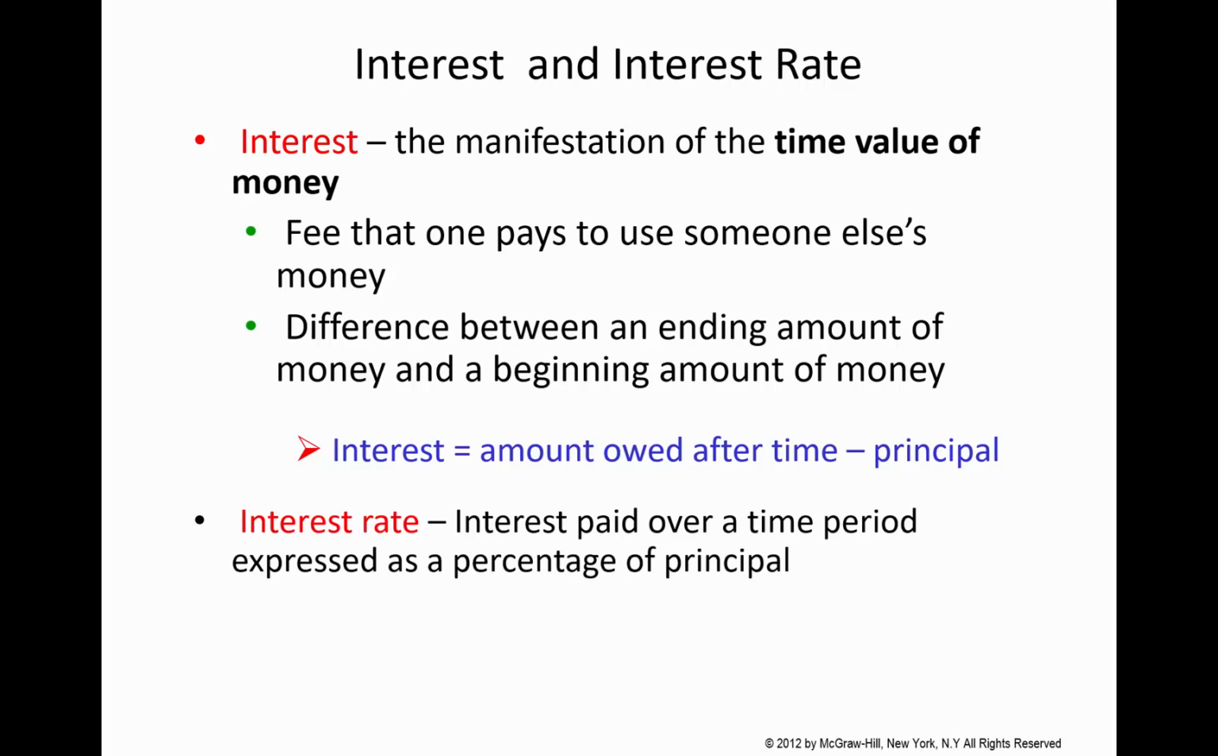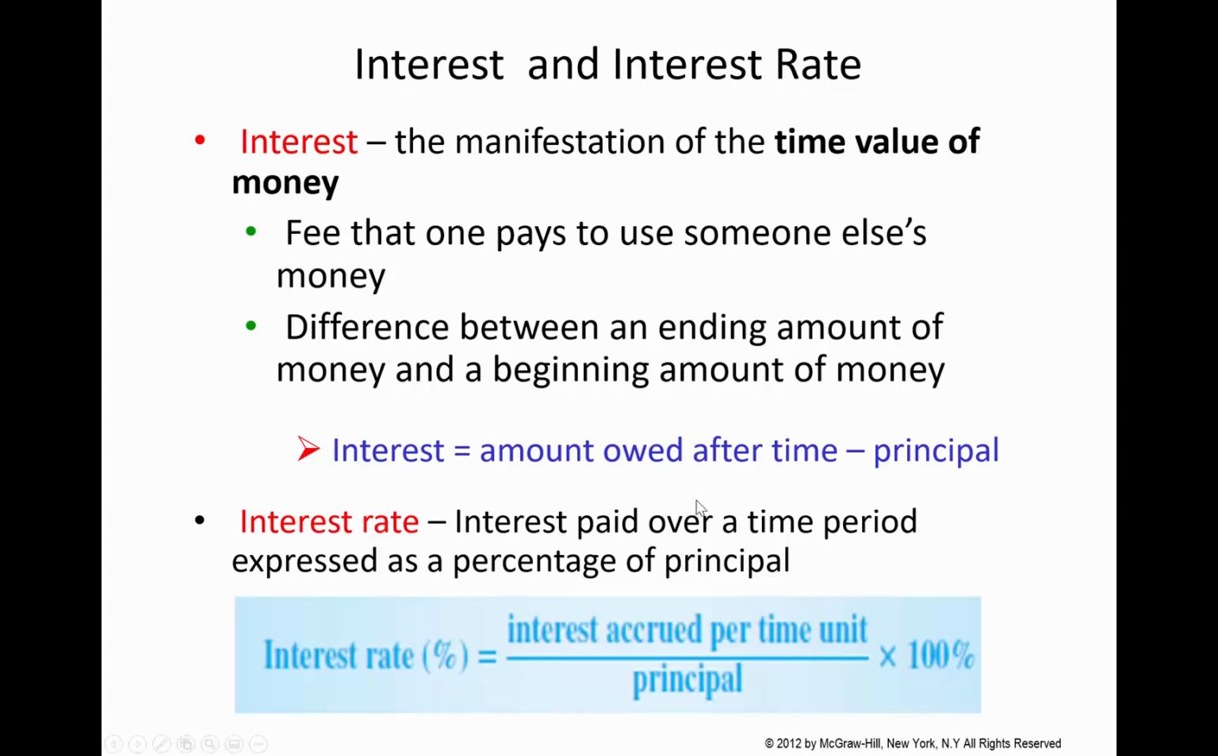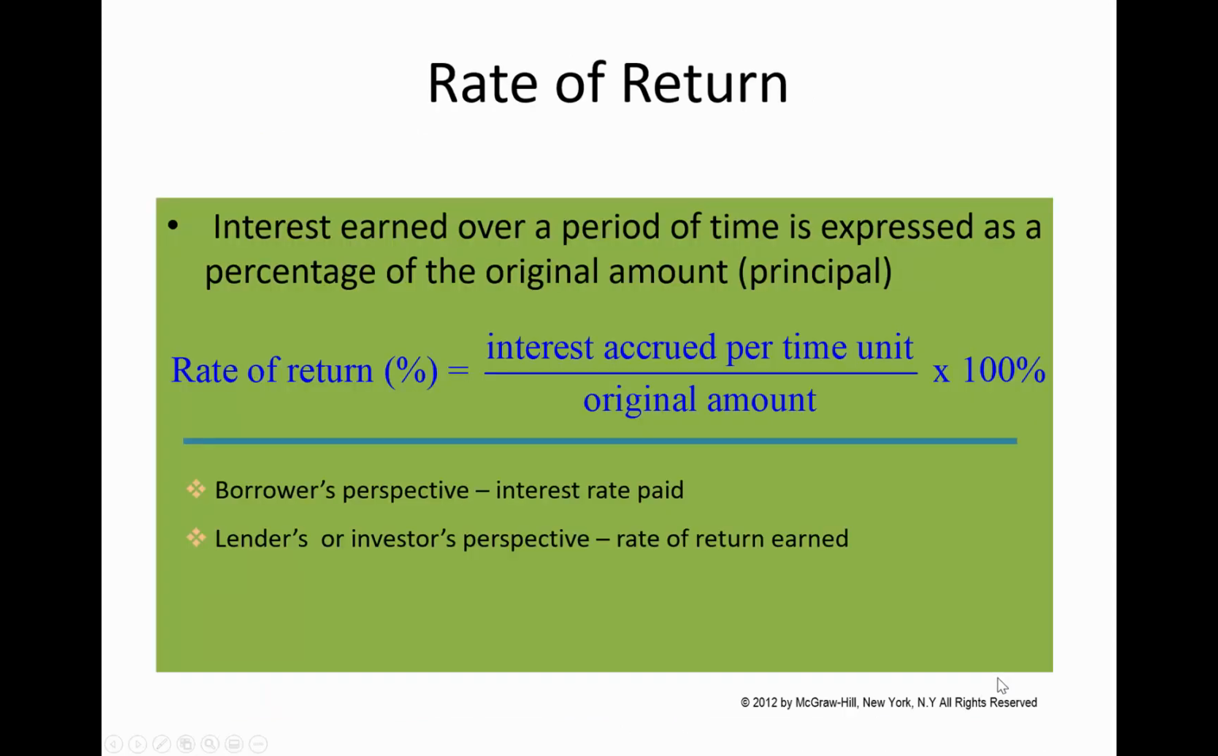If you express the interest as a percentage of the original amount borrowed, which is the principal, then we can calculate interest rate. So here's the formula for interest rate. As a percentage, it is the interest amount per unit of time divided by the original principal amount multiplied by 100. And rate of return is the same formula as interest rate, but remember, it's just a matter of perspective. So if we're talking from the borrower's perspective, we'll talk about the interest rate. If we're talking about the lender's perspective, we'll describe that as the rate of return.